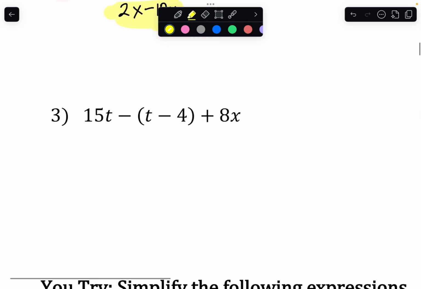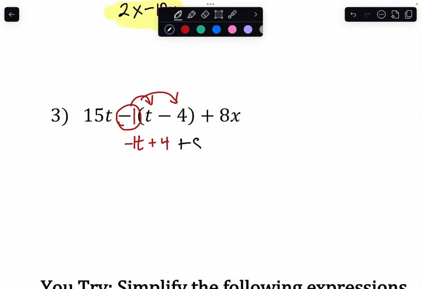Okay, next up, I see parentheses, so that tells me I'm going to have to distribute. And in this case, there's only a minus sign in front. So whenever you see that, go ahead and fill in the invisible 1, because that means you are distributing a negative 1 into the parentheses. And so negative 1 times t would give me negative 1t. If you want, you can write the 1. Negative 1 times negative 4 would give me positive 4.